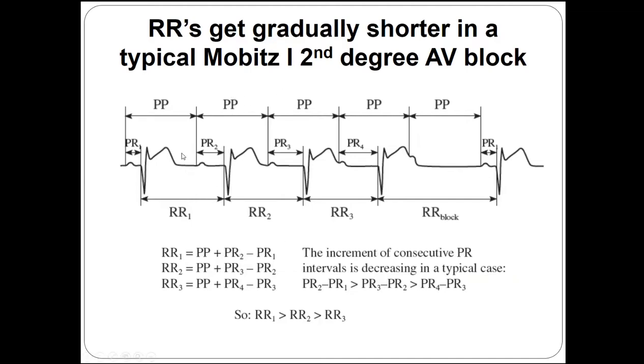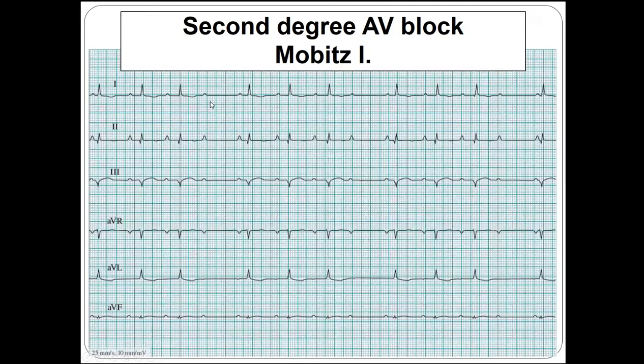Now, this is the explanation. If you go through the written material that you can download from YouTube, you will understand that these PR intervals are getting a little bit shorter, because the PR elongation is somehow shortening the TP interval, and this is why the RR interval is getting shorter. Simple. Arrhythmic? Yes, it's arrhythmic.